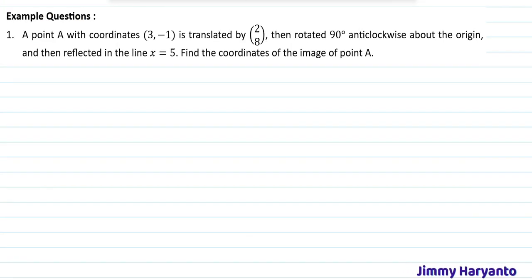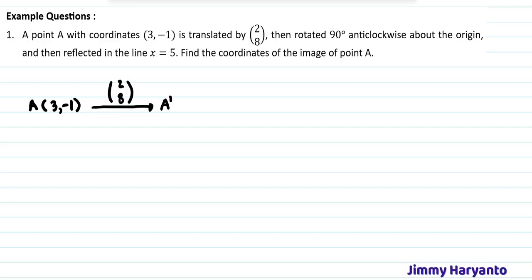Okay, so to understand the concept of composite transformation, let's take a look at example question 1. Example question 1, a point A with coordinates 3, negative 1 as our original point, and then it is translated by 2, 8. That means I will have the first image. The first image will be 3 plus 2, negative 1 plus 8. So the A prime is 5, 7.